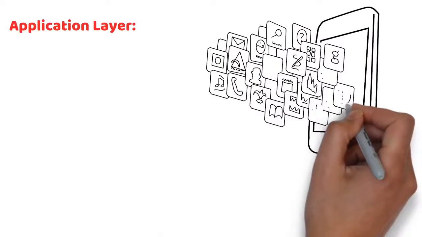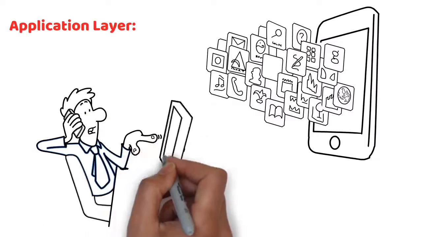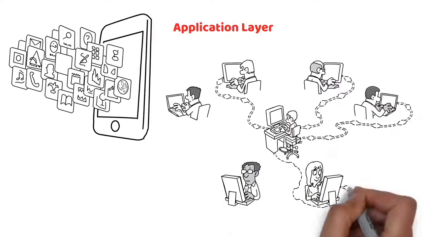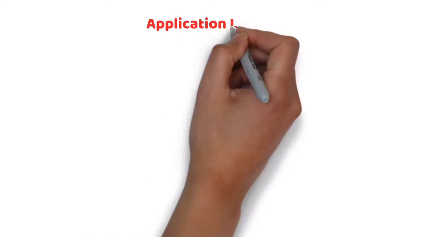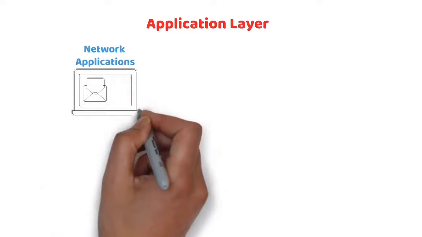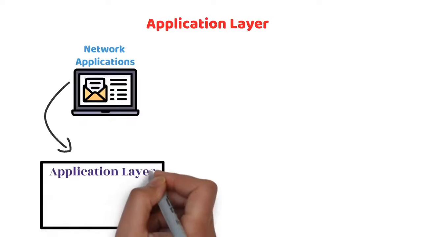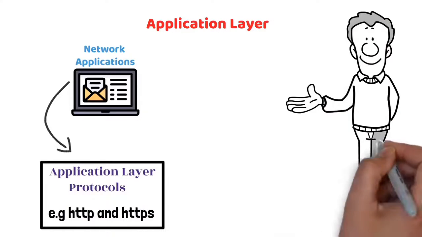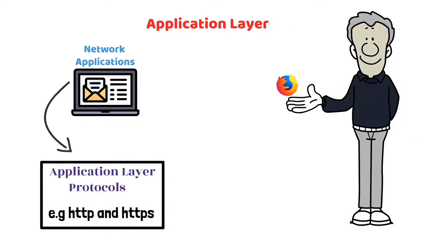Application layer. The application layer is where the user interacts with a software application, so it is closest to the end user. This layer interacts with the application communicating with the network. The application layer is used by network applications which rely on application layer protocols like HTTP and HTTPS to function. The applications that use these protocols are browsers: Firefox, Google Chrome, Outlook, Skype, etc.